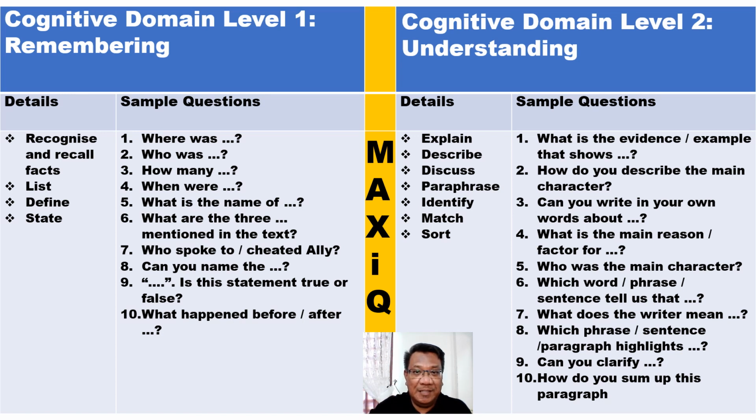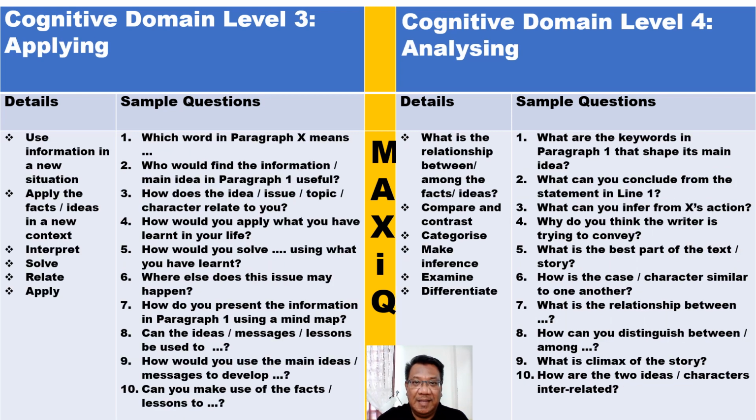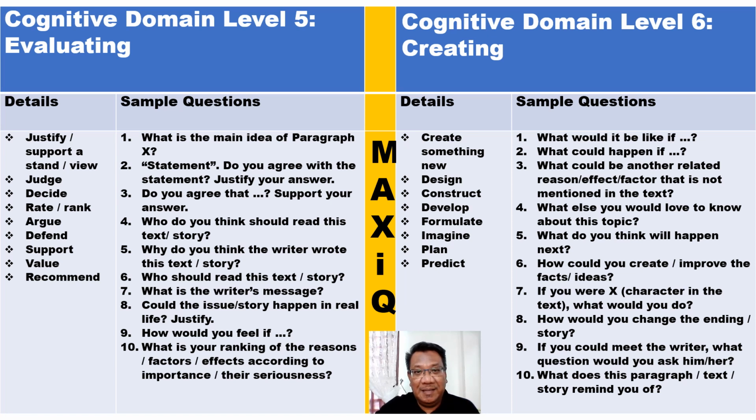Maxi Q is developed based on Bloom's taxonomy. Definitely, there are 6 cognitive domains, and here I am showing you examples of questions for the 2 lowest domains, remembering and understanding. Then the pupils were also exposed to sample questions for these 2 cognitive domains, applying and analyzing. And then, ladies and gentlemen, more time was spent here in the 2 highest cognitive domains, which are evaluating and creating. Examples of questions were discussed, were explained to them thoroughly.